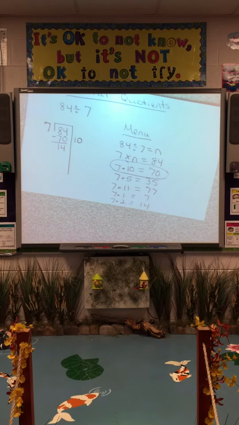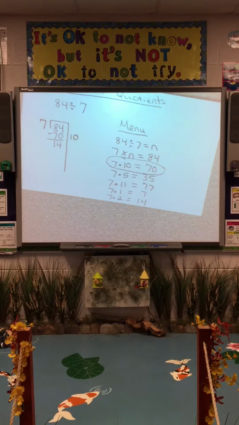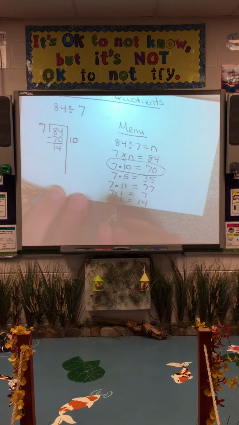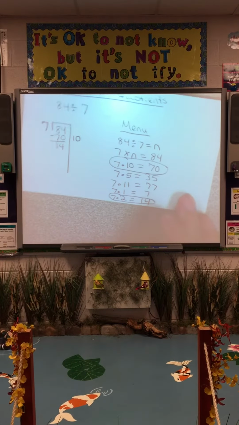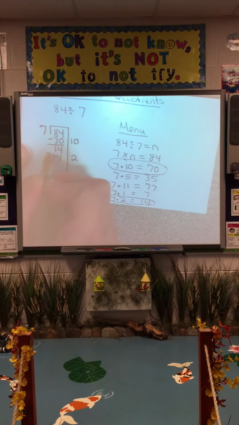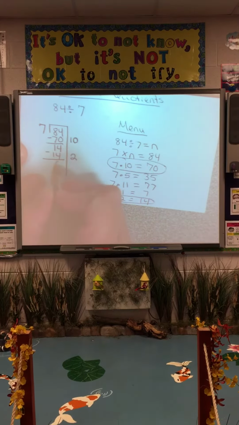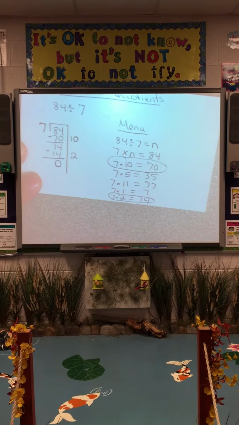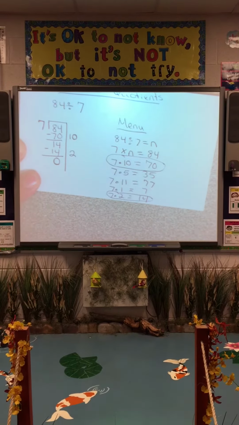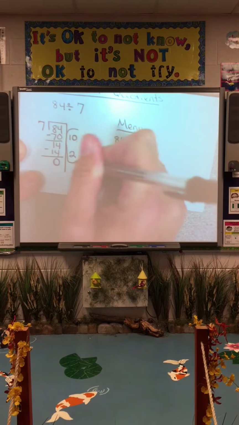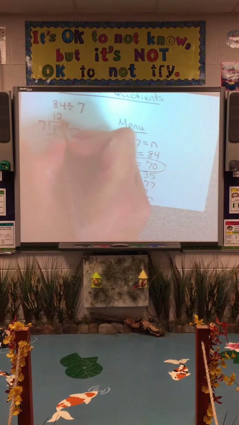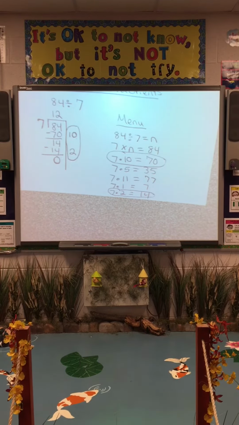So I go back to my menu and look at, do I have anything either 14 or less that's going to help me get more groups of 7 out? And I see, ooh, I have 7 times 2 is 14. So this time I'm going to take out 2 groups of 7, which is 14. So 14 minus 14 is 0. So I've gotten all my groups of 7 out. There's no remainder. 10 plus 2 are my partial quotients. So when I add 10 plus 2, I get my quotient of 12. 84 divided by 7 is 12.